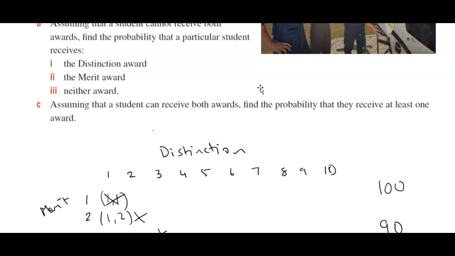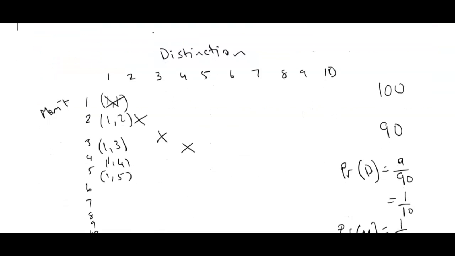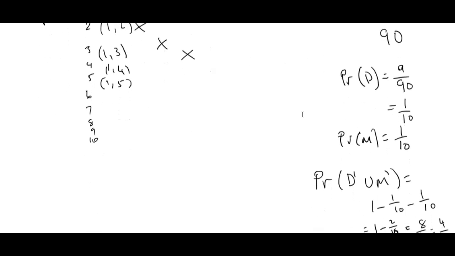Assuming that a student can receive both awards, find the probability that they receive at least one award. Okay, so it's a little bit harder.